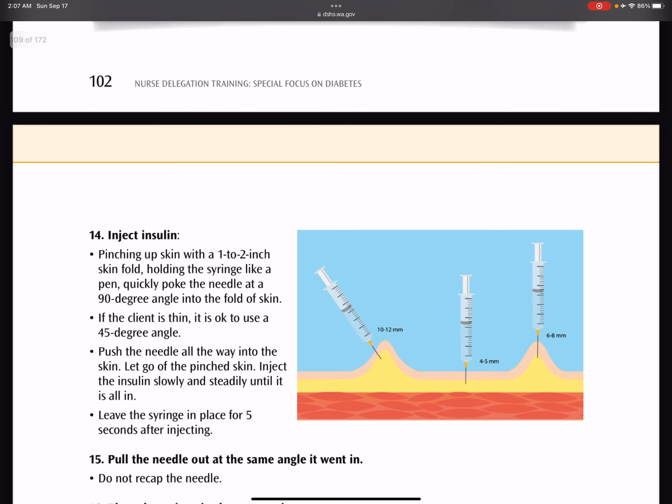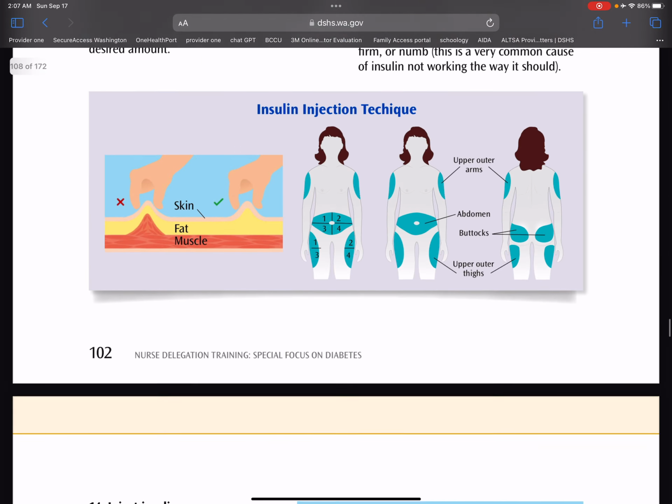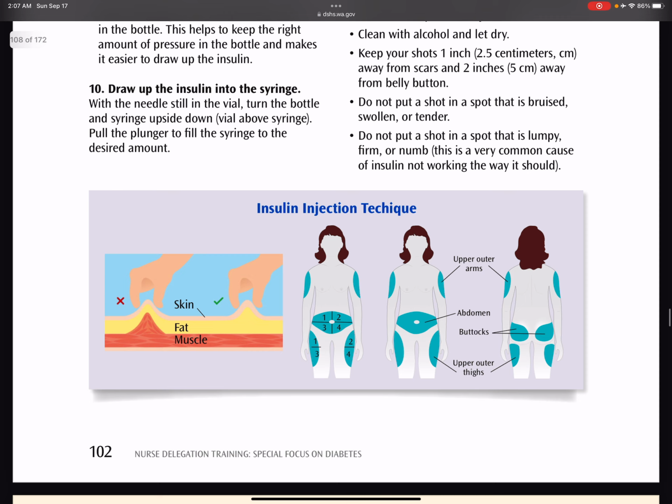Pinching up the skin, I think it shows over here. Pinching up the skin with a 1 to 2 inch skin fold, holding the syringe like a pen. Quickly poke the needle at a 90-degree angle into the fold of the skin. If the client is thin, it's okay to use a 45-degree angle.